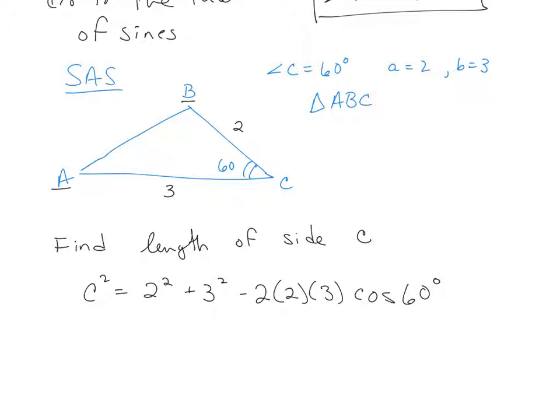Solving that, I get that C squared is equal to 4 plus 9 minus 12. Now, remember that the cosine of 60 is just 1/2. So therefore, all of this is just equal to 7. So since C squared is equal to 7, C is equal to the square root of 7.